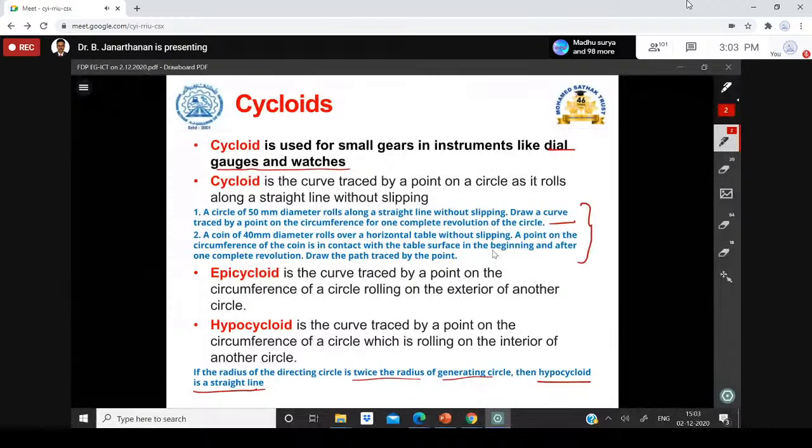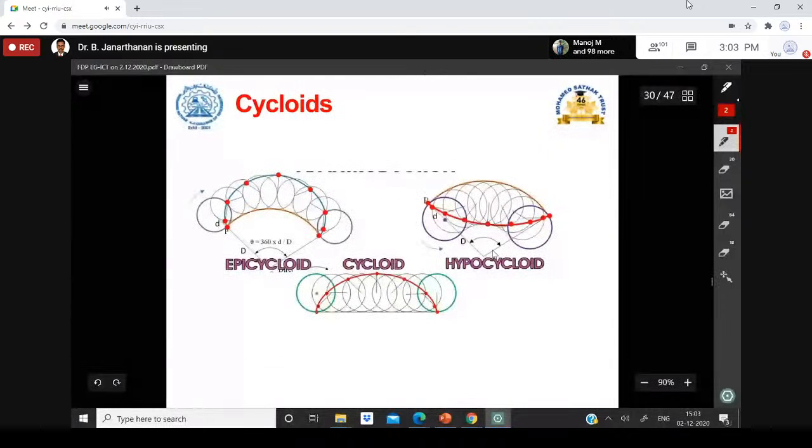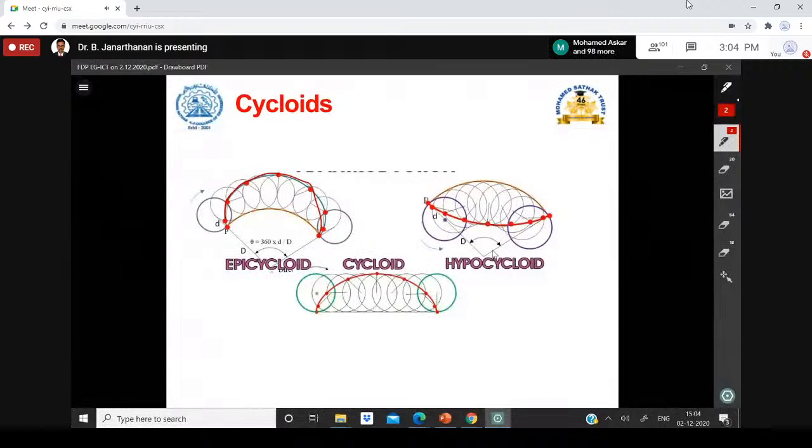If you stress this point, then students will understand that if these kinds of dimensions are given, they will not get a curve. Actually, it is a straight line. So this is the cycloid when it is rolling on a straight line. The epicycloid is when the circle is rolling on the outside of another circle, you will get this curve. This is called the epicycloid, and this is the hypocycloid. So this is what I have been telling: when the radius of this circle is twice the radius of the generating circle, then instead of getting a curve like this, you will get a straight line like this. So this you have to understand.